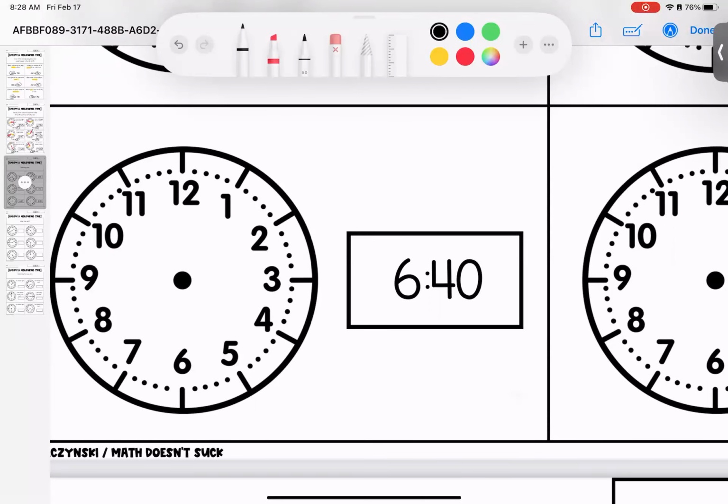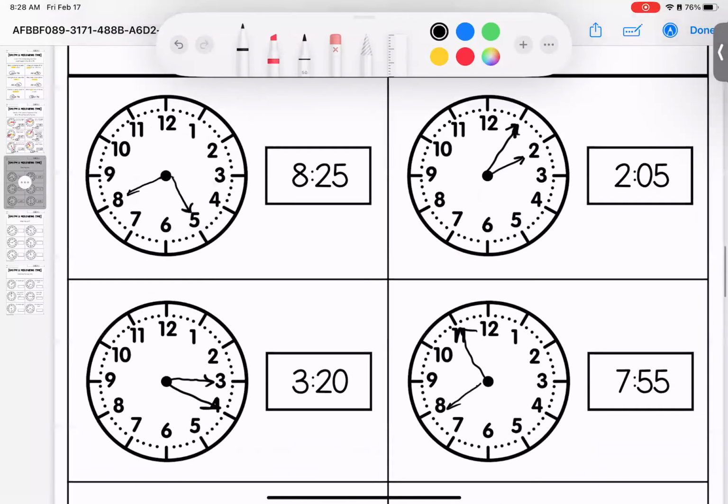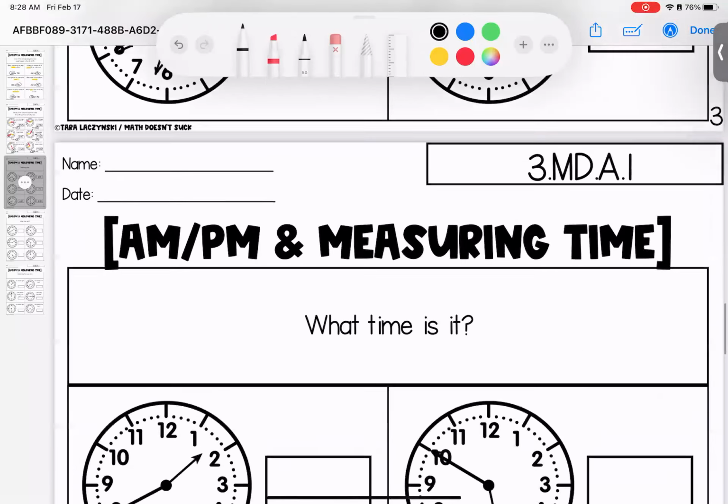6:40, my hour hand is between the 6 and the 7, and my minute hand is on the 8. The 6 is 30, 35, 40. 12:30, my hour hand is on the 12. My minute hand is on the 6, 12:30. Any questions on this? Bring them with you to class.